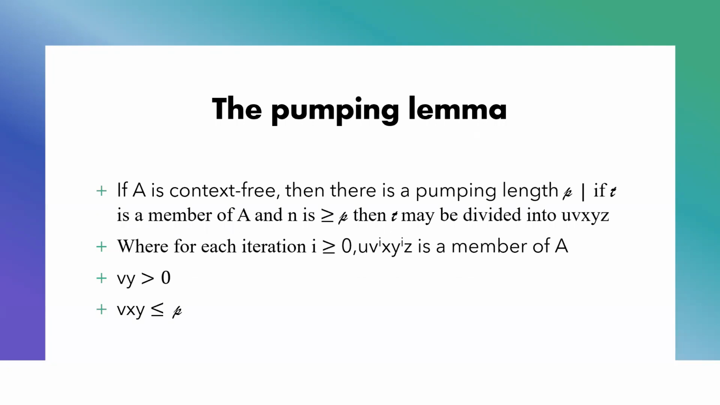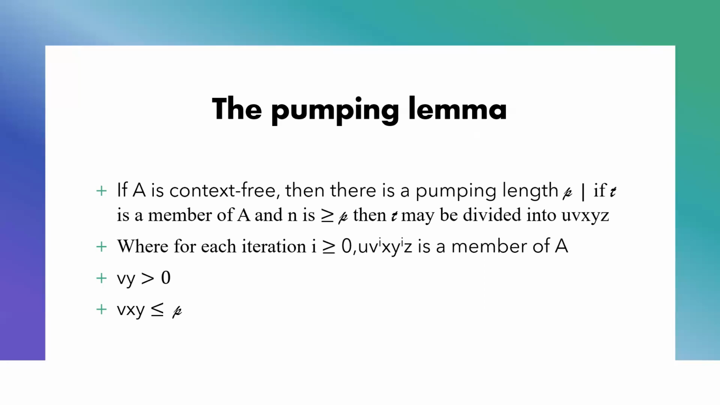So the pumping lemma: if A is context free, then there is a pumping length P such that if T is a member of A and the length of T is greater than or equal to P, then T may be divided into U, V, X, Y, Z, where for each iteration i greater than or equal to 0, U V^i X Y^i Z is a member of A. So there are your two push-pop PDA iterators there, V and Y.